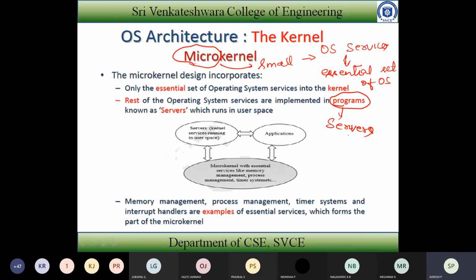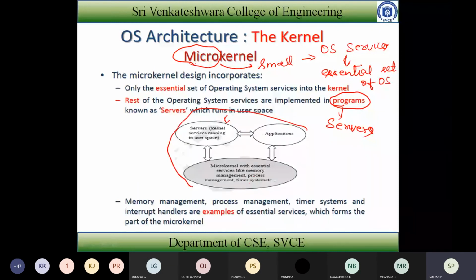So here, what will the servers be running? Kernel services running in user space. Whatever I cannot fit in the kernel, I shift to the user space. So the microkernel has essential services like memory management, process management, and time management, while servers contain the kernel services running in the user space. This is a typical figure of a microkernel.